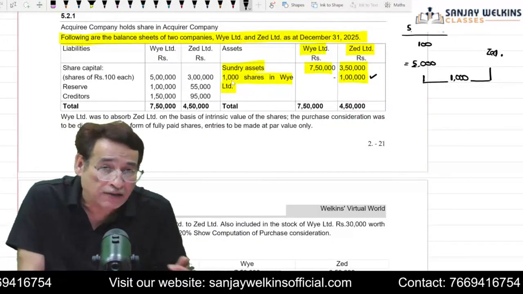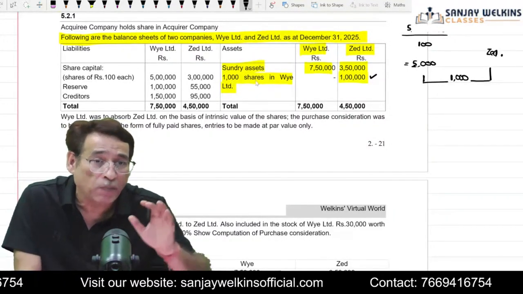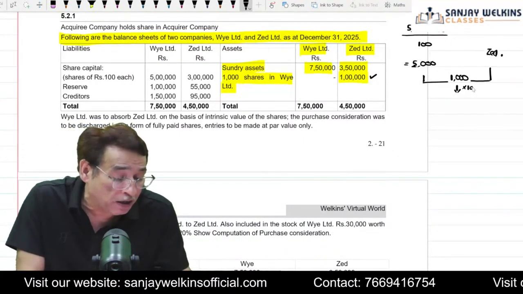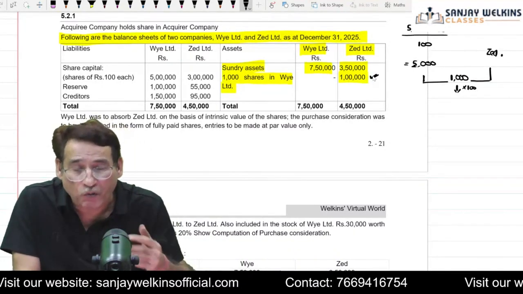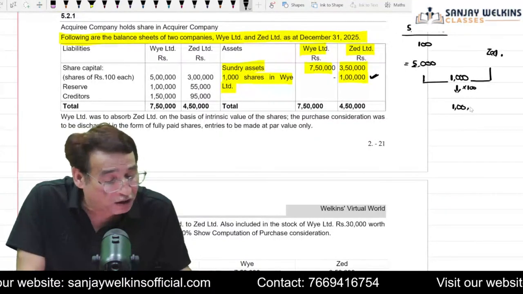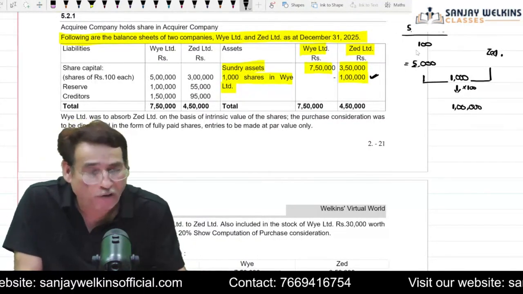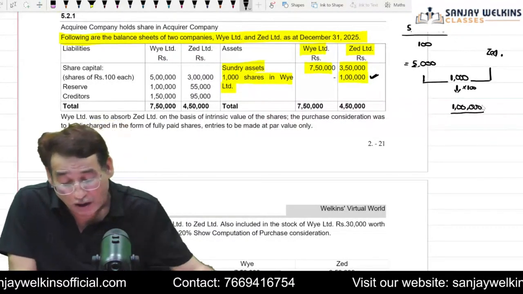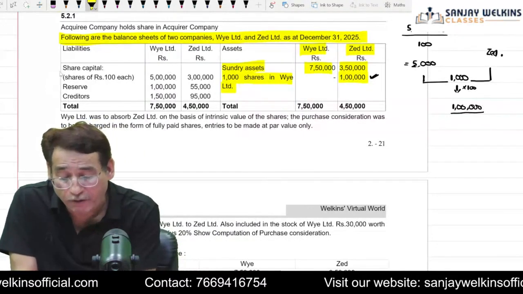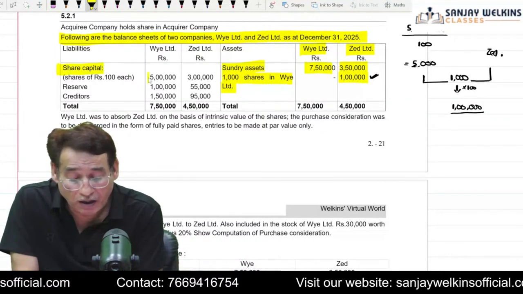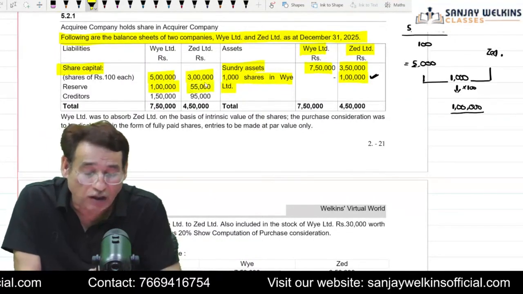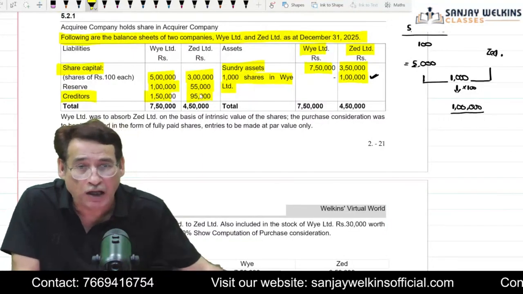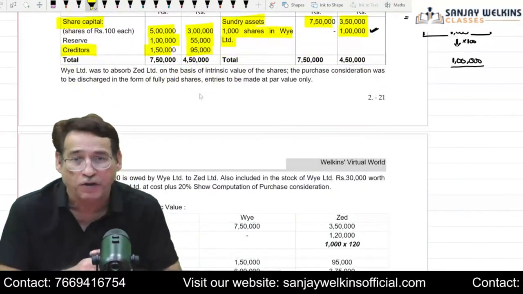On the asset side, that means this is the investment done by Z Limited. They purchased 1000 shares of rupees 100 each, and because in the outer column it is written 1 lakh, they paid an amount of 1 lakh to purchase 1 lakh worth of shares of the acquirer entity. Is it clear to you? No extra amount was paid. On the liability side, there is share capital, respectively 5 lakh and 3 lakh, then reserves, and creditors. Only one liability and technically one asset is given in this question.